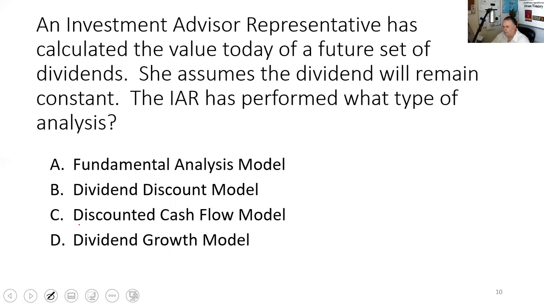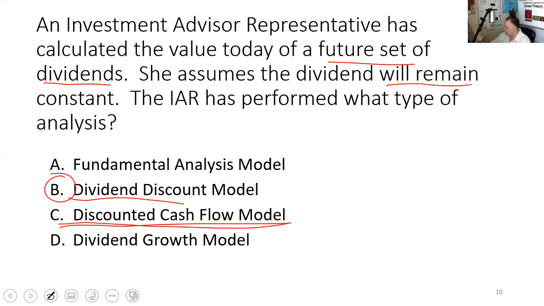An investment advisor representative has calculated the value today of a future set of dividends. So now I'm actually telling you that we're looking at a stock that pays dividends. So she assumes the dividend will remain constant. So when she's doing her analysis, she's assuming that the Bank of America dividend is going to remain at 72 cents. It's not going to be more than that. Now we're getting a little more specific. She's doing that, but she's applying it to this. And so she's doing the dividend discount model, right?